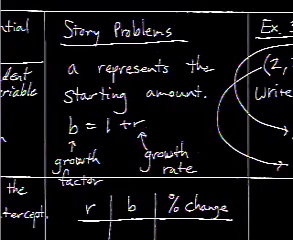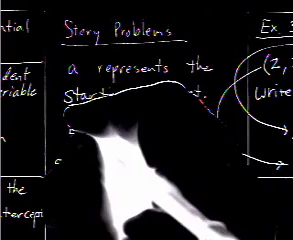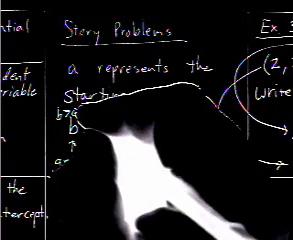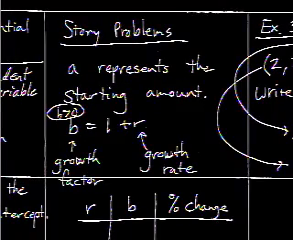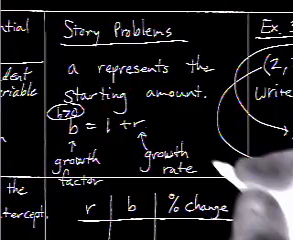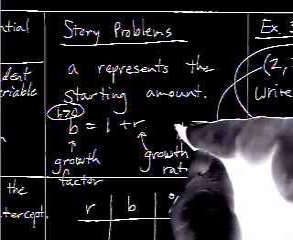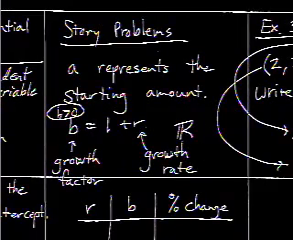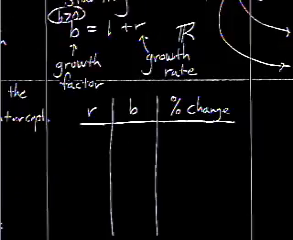B is always a positive number. Always a positive number. R can be any real number we want it to be. In other words, it can be negative and it can be positive, depending upon whether the population or the money is going up or going down. We'll talk about the down part later.